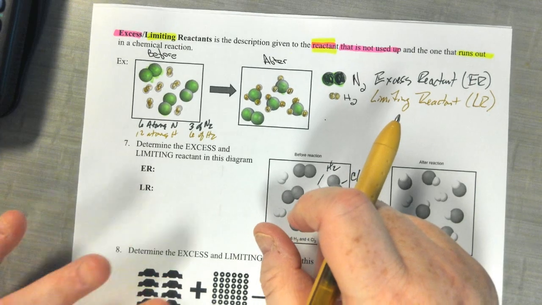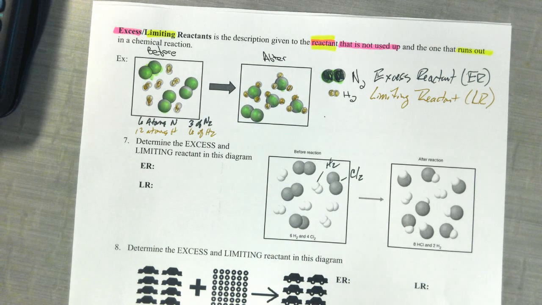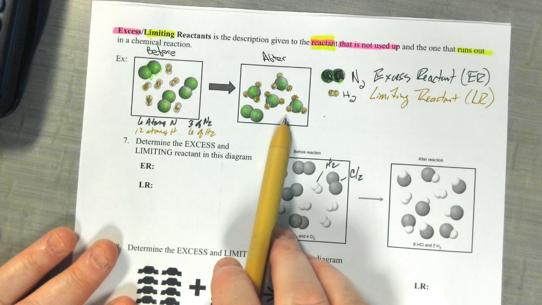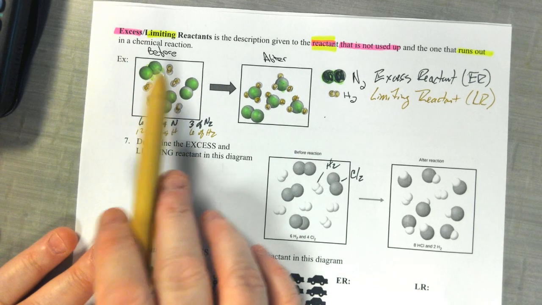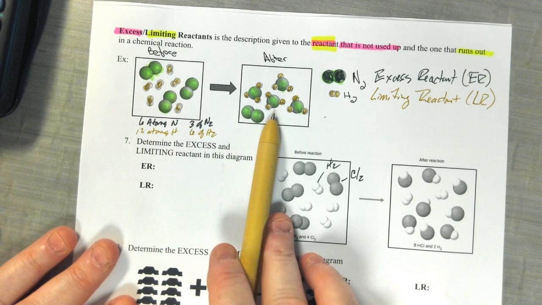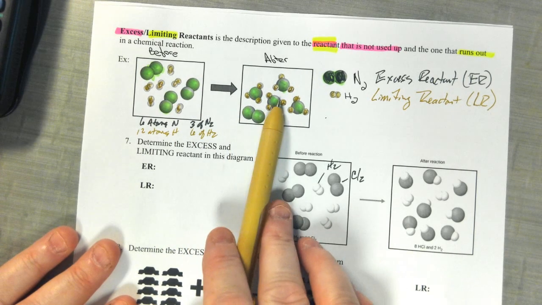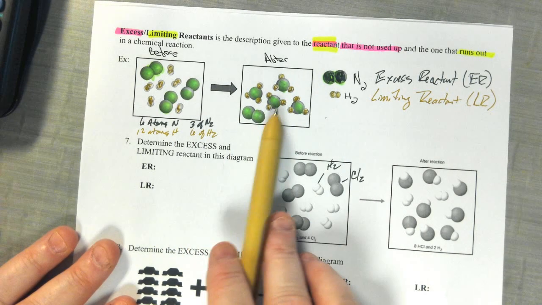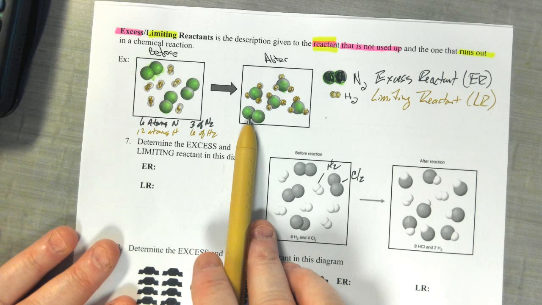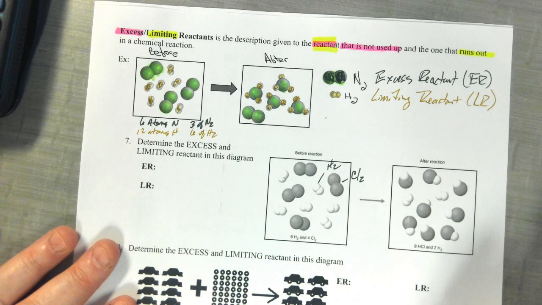Okay. So in determining excess and limiting, you're really looking at the after, but you need to count up how much you started with and look at, okay, well, what all got bonded up? Well, what all got bonded up was the hydrogen. What didn't get all bonded up was the nitrogen. So we had nitrogen left over.